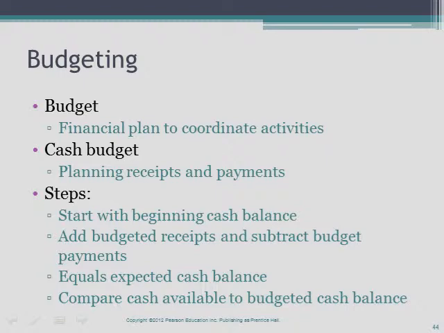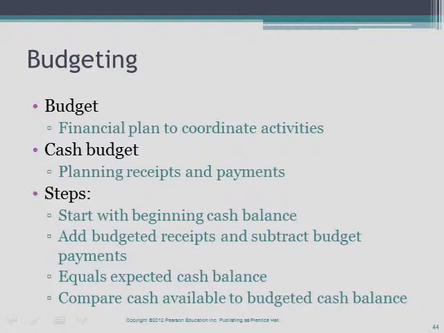Managers proceed as follows. They start with the entity's cash balance at the beginning of the period. This is the amount left over from the preceding period. Secondly, they add the budgeted cash receipts and subtract the budgeted cash payments. So here's what I have to start with. What do I expect customers are going to pay me in the month that I add to it? And what do I expect I'm going to have to pay out to my vendors and my employees in the current month? So the beginning balance plus receipts minus payments equals the expected cash balance at the end of the period.